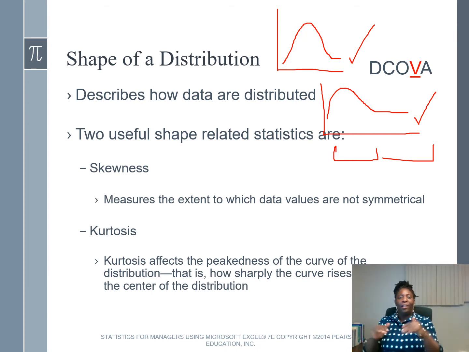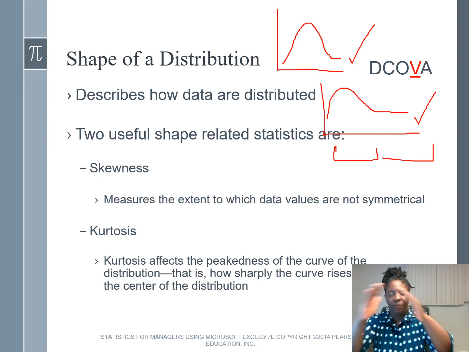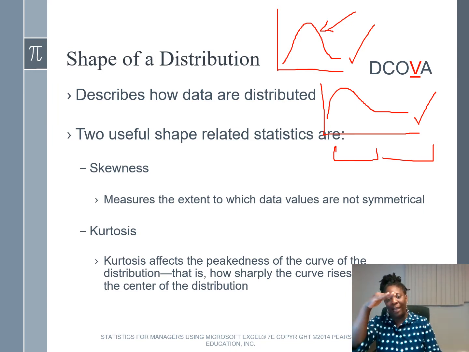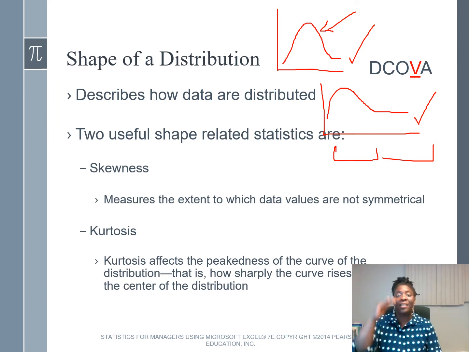Kurtosis affects the peak of the curve of the distribution. That is, it shows how sharply the curve rises approaching the center of the distribution. There is a normal shape. The top one, normal, most data sets follow this, but occasionally some data have more peaks than others, unexpectedly high peaks than others.